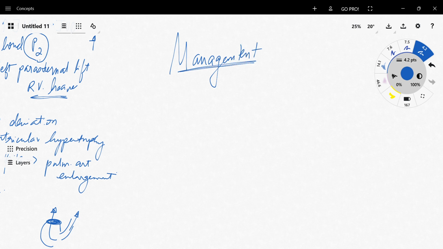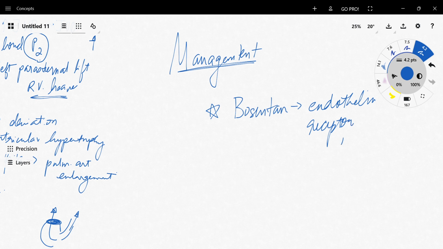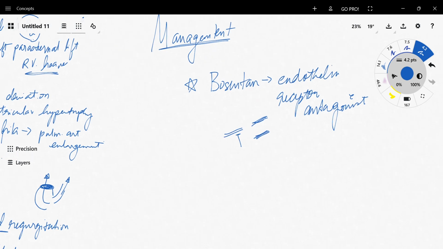Okay, so there are several drugs. So the first one I'm going to talk about is bosentan. This is an endothelin receptor antagonist. Okay, now I told you before endothelin causes vasoconstriction, so if you block that, you're going to cause vasodilation, and that will be your bosentan.